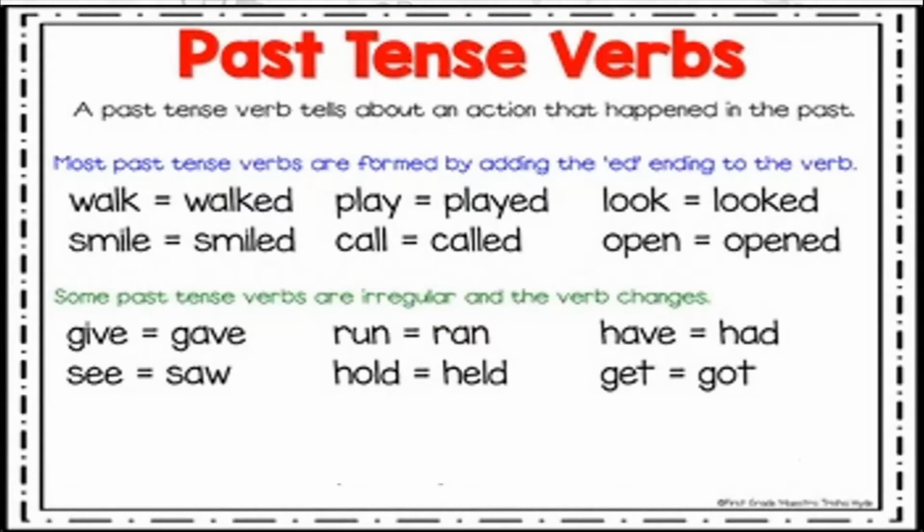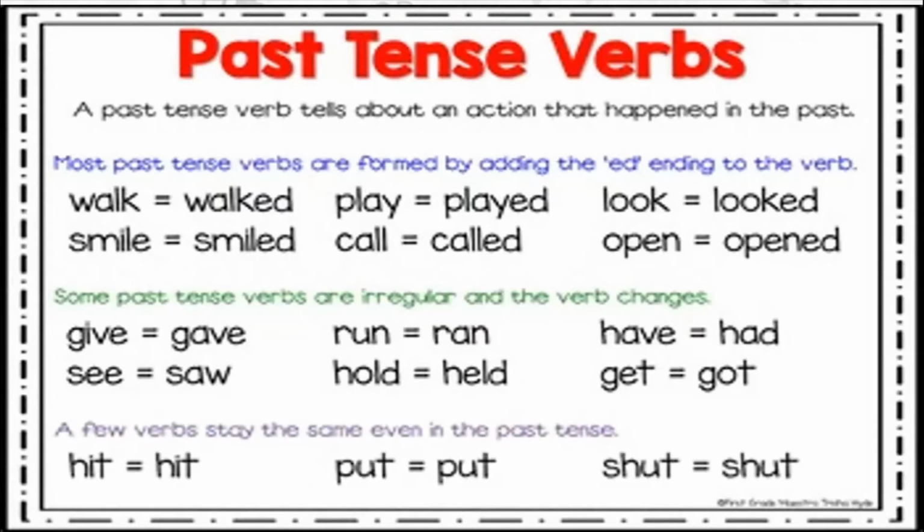Moving on, let's look at some past tenses which do not change at all. So hit will remain hit. You will not say "I hitted him yesterday." You will say "I hit him." I hit him today, I hit him yesterday.